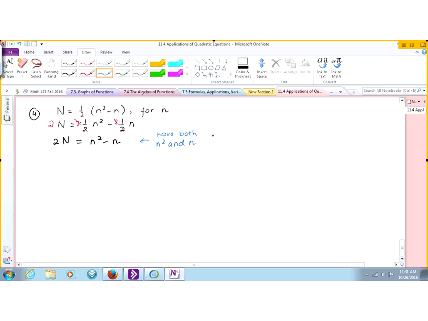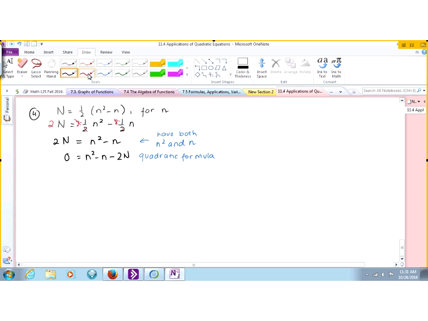So what are we supposed to do if we have both n squared and n? Quadratic formula. So this is when we use the quadratic formula. Now I have to change it to standard form first. So what is my standard form? One side must equal 0. So then we will have n squared minus n minus 2n is equal to 0.